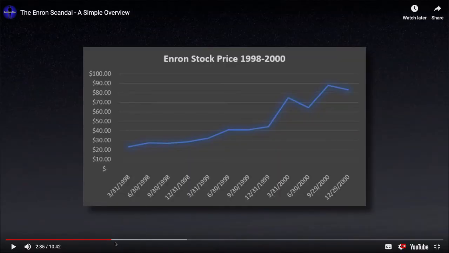As a share price, again, this is during the dot-com bubble, so you know, it's going up just like all the other dot-coms are going up, but there seems to be a real business behind it because it is an energy company.